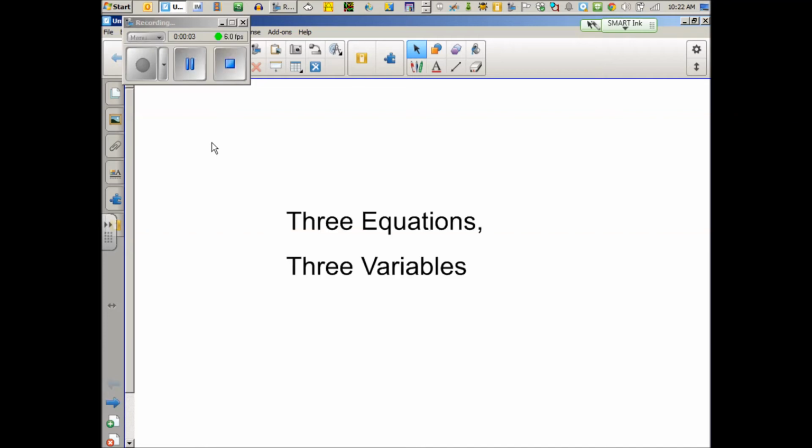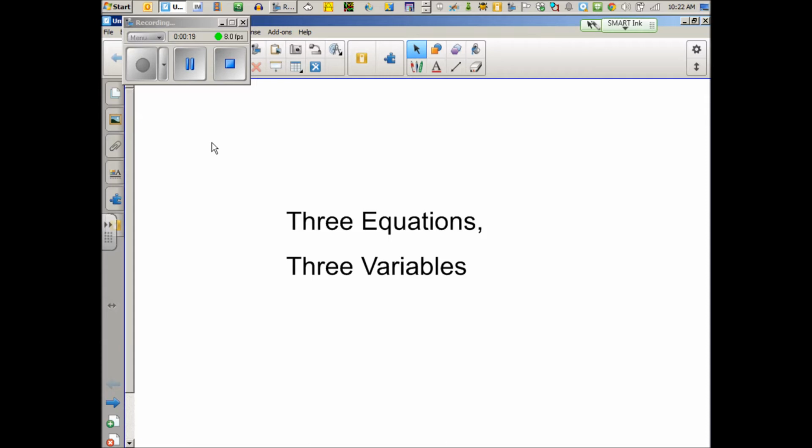Okay, so today we're going to do three equations, three variables. There's a couple differences when you switch from the world of two equations, two variables to three equations, three variables, okay? One of them is we're no longer dealing with lines, okay?